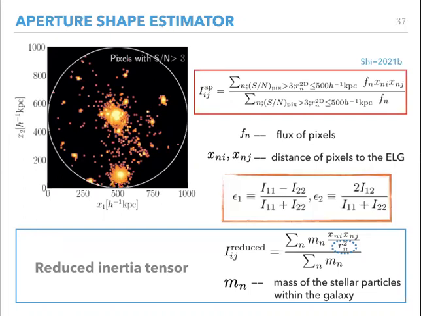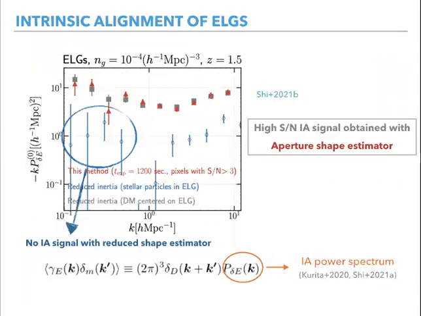Based on those inertia tensors, we also calculate ellipticity. So this is our main result. We found that using our shape estimator, we can obtain an intrinsic alignment signal that basically agrees with what we expect to see if we use dark matter particles centered on these emission line galaxies. However, this intrinsic alignment signal is not seen if we use the reduced inertia tensor.